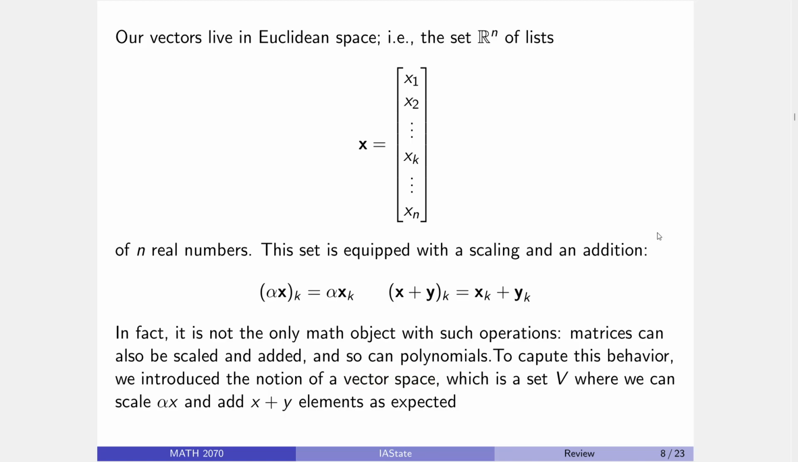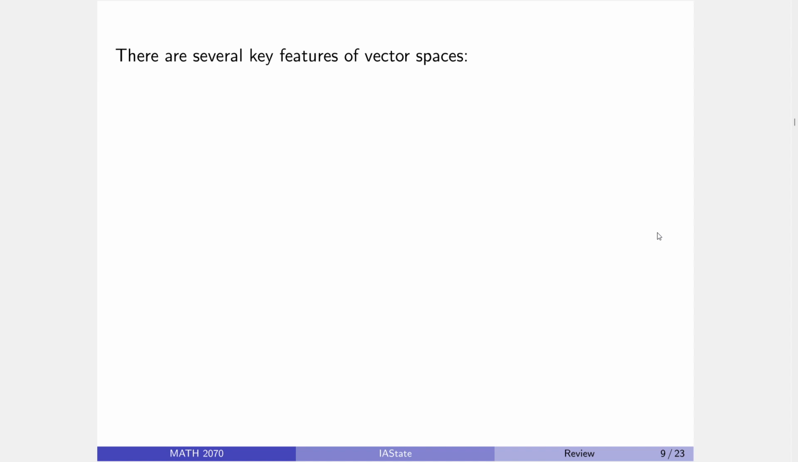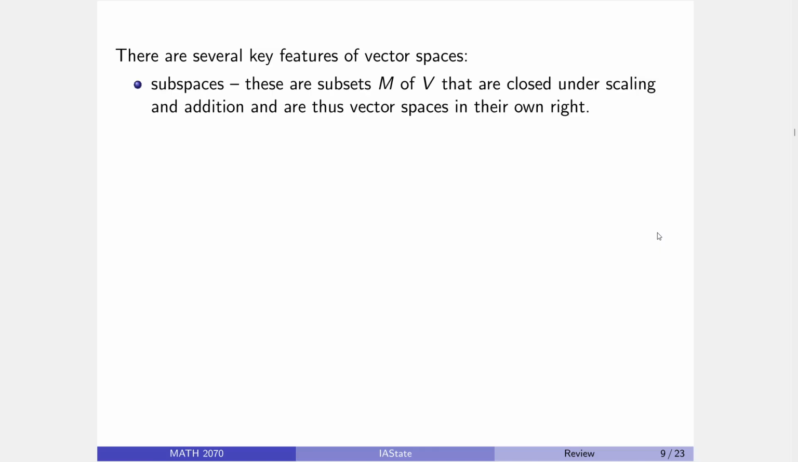All right, now there are a lot of features to vector spaces that are of a lot of importance and were, again, pretty pervasive throughout this course. The first idea is subspace, so these are the subsets of vector spaces that are closed under scaling and addition, and thus become vector spaces in their own right. So these are the wheels within the wheels.